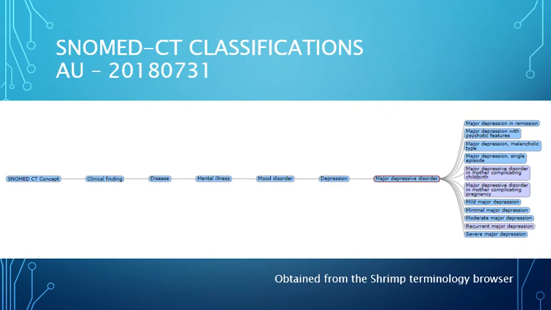Looking at the Australian version of the SNOMED CT classifications, there are 11 terms categorized under major depressive disorder. Some of the terms, such as mild major depression, moderate major depression, and severe major depression, are synonymous with the levels of severity outlined in the Severity Measure for Depression questionnaire.